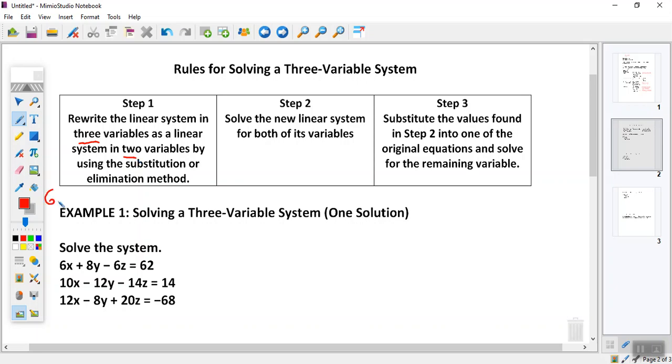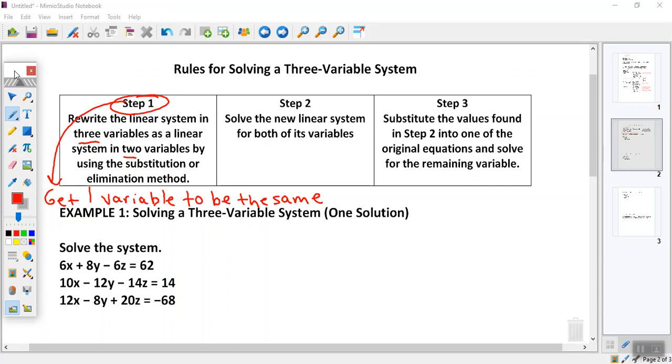Get one variable to be the same. Get one variable to be exactly the same. So that's what I'm going to say for step 1. I'm going to circle this to say, this is what this is really saying. Get one variable to be exactly the same. Okay? So we're going to look at example 1 together, kids.